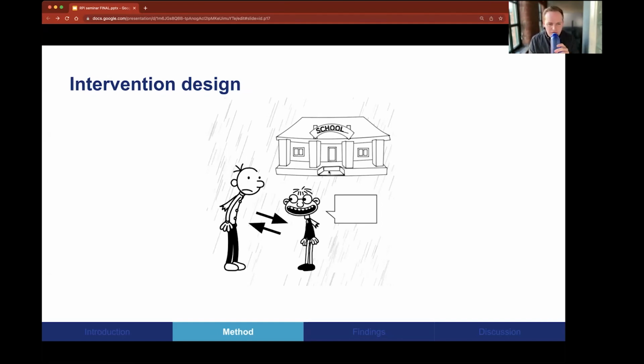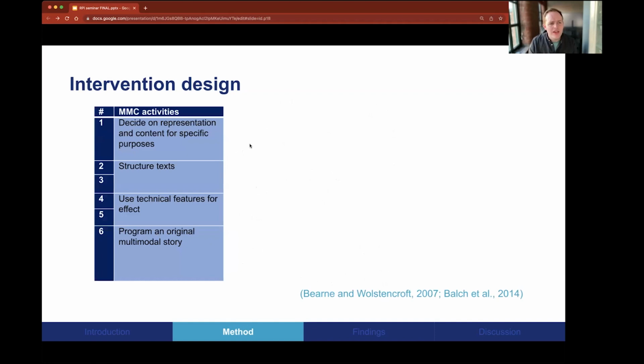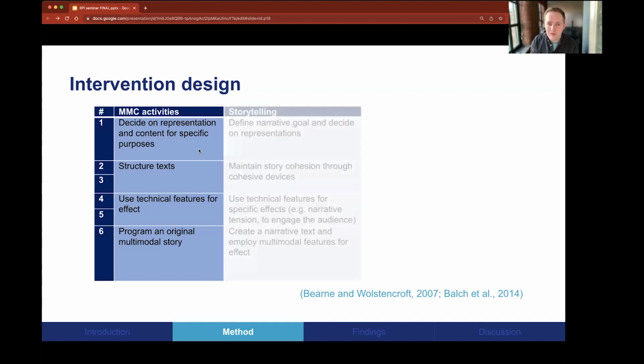But then we wanted to take that back and think about, well, we have these activities, right? Students deciding on representation, structuring text, using different technical features of the medium, of the environment, and then programming their own story. What would those goals be? Like, what are they doing in terms of practicing storytelling, and what are they doing in terms of practicing programming?